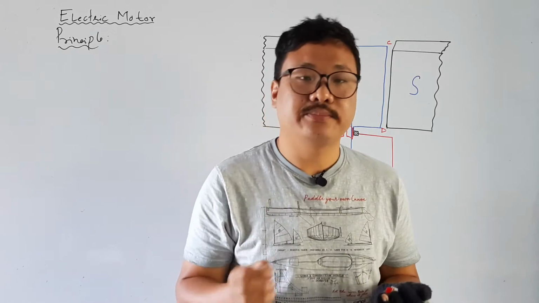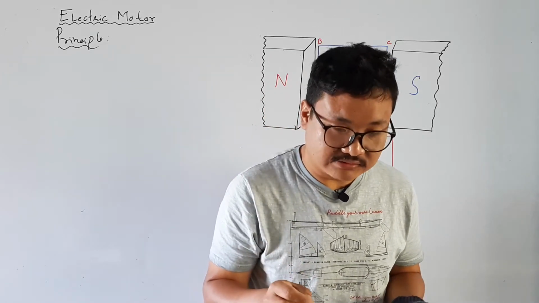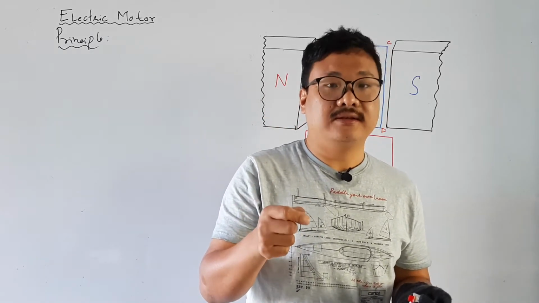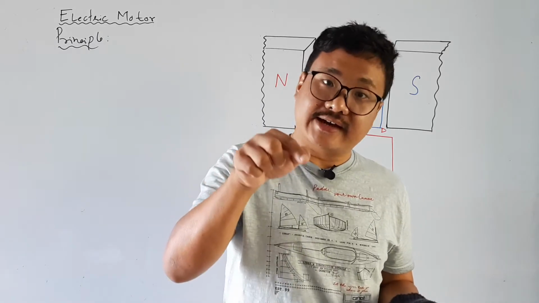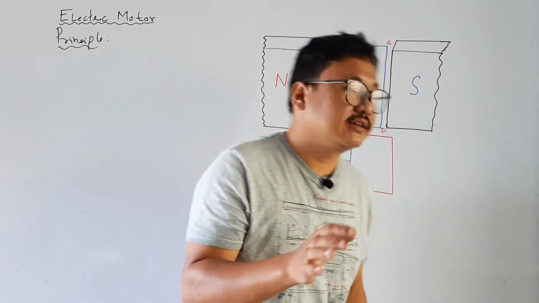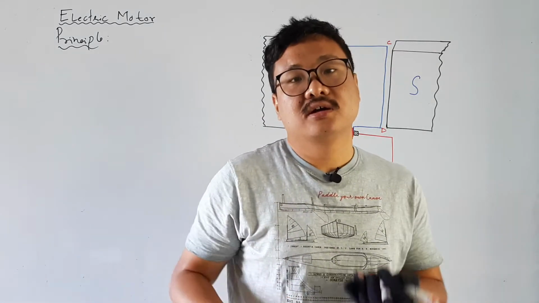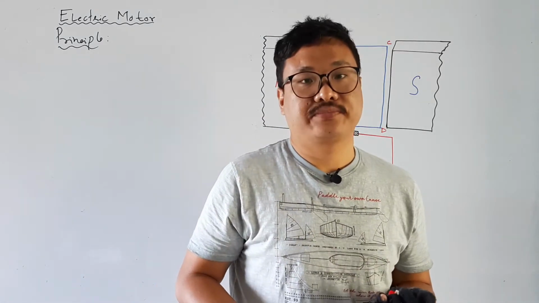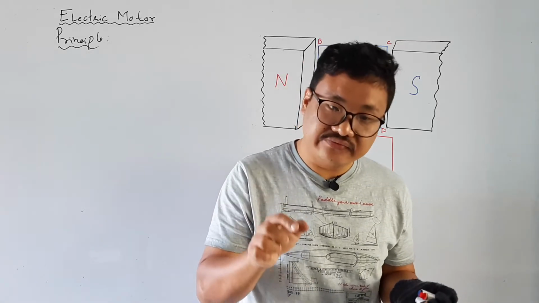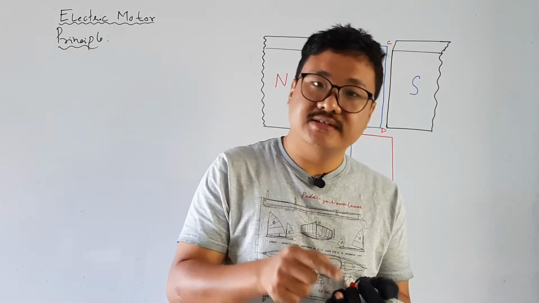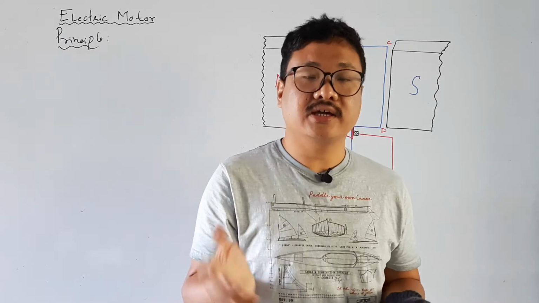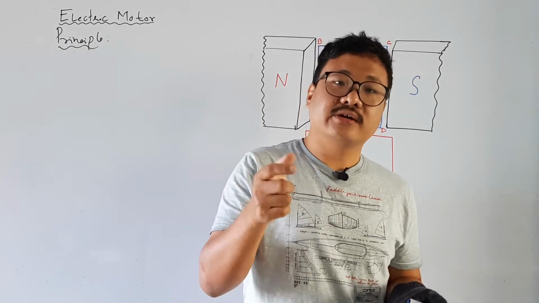That is the principle. Again, lastly I will say, when a current carrying coil is placed in a uniform magnetic field, it experiences a rotational motion. In fact, rotational motion in physics is called torque. If you want to write torque, you can also write it.